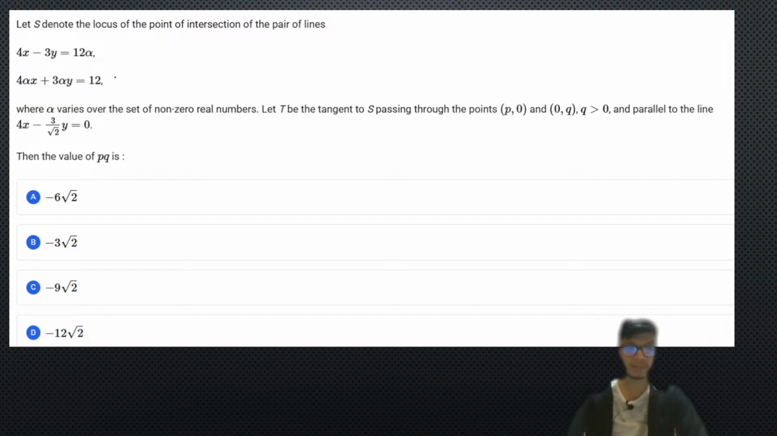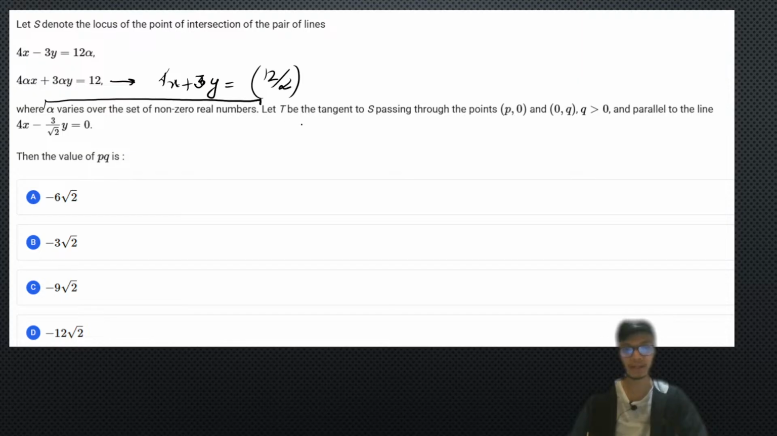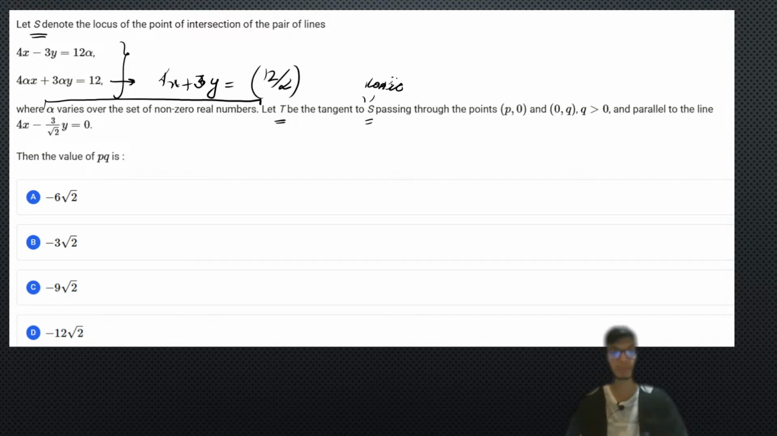So what I'm going to do is, for the second equation, if I take alpha as common, it is going to be 4x plus 3y is equal to 12 upon alpha, right? And then it is said that alpha varies over the set of non-zero real numbers, and let T be the tangent to S passing through this point, and S is basically the locus of the point of intersection of this pair of straight lines, right? So S is basically a conic. Okay, S is a conic which is formed by the locus of the point of intersection of this pair of straight lines, and then this T is a tangent to this conic S at the points (p, 0) and (0, q) for q greater than 0, and is parallel to this particular line over here.